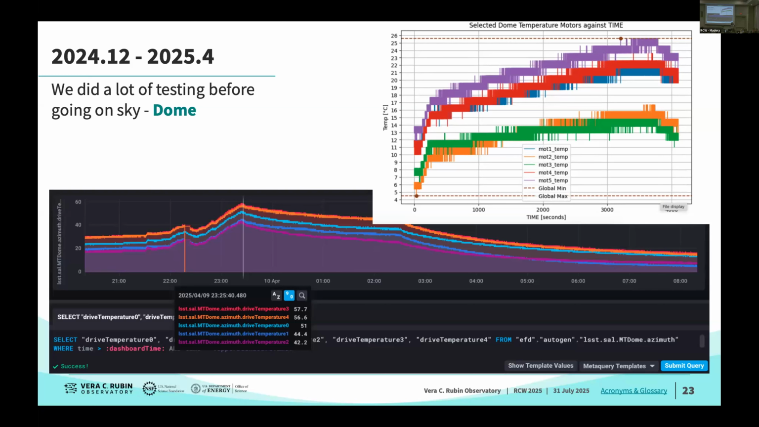We also did something called a cadence test. That is moving the dome with a long slew and then crawling to another position, with very, very slow movements. We were testing whether the dome would stop when we needed it to stop. It didn't. And we were again following the dome motors' temperatures.